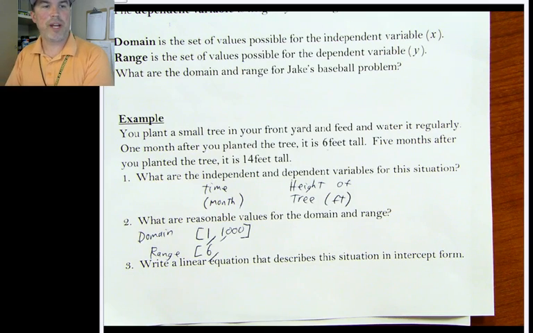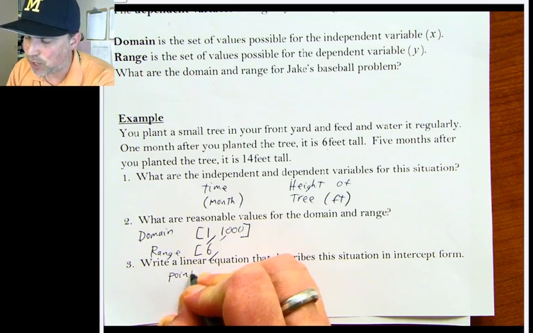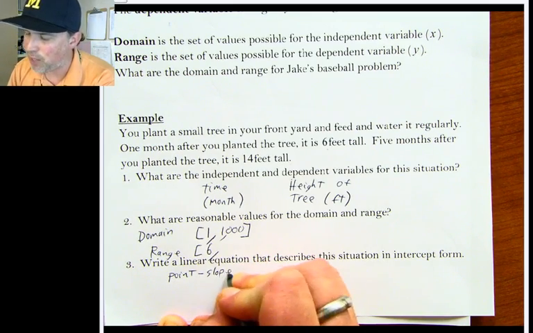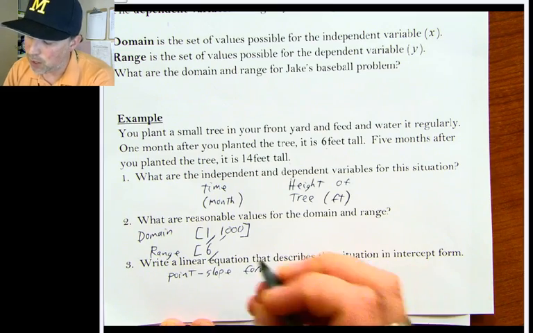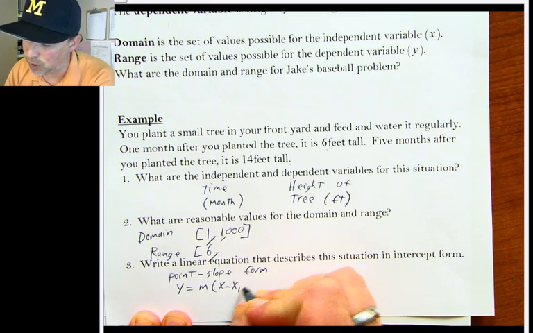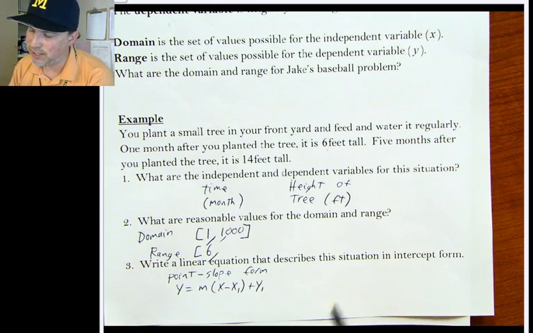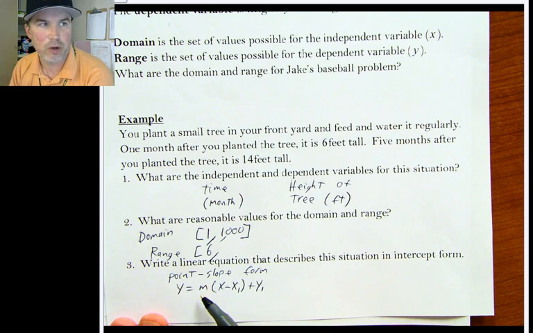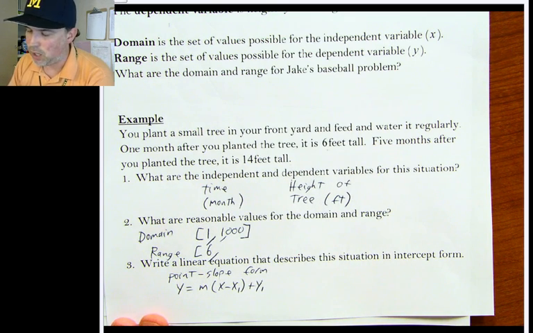So part C is to write a linear equation that describes the situation in intercept form. Now, I talked about this a little bit yesterday. I want to urge you to not think intercept form, but to think point-slope form. Point-slope form is y equals m, the slope, times x minus x1 plus y1. I still need to figure out what the slope is, because it doesn't tell me the slope. Well, I'm going to have to use my slope formula.